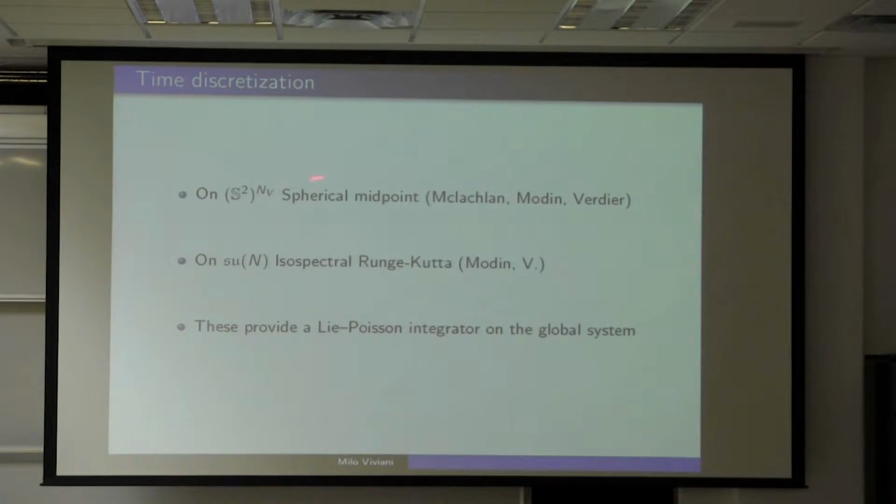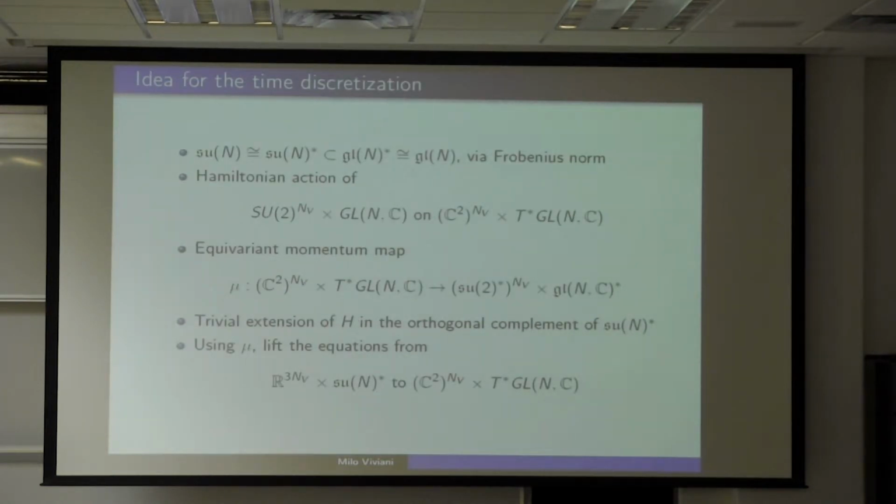And these two methods applied together will provide a Lie-Poisson integrator on the global system. Okay, so the idea is to use something known as collective integrators. Collective integrators rely on the construction of a collective Hamiltonian on a linear space, possibly, so that on a linear space we apply a numerical method, and then using a momentum map we manage to create a numerical scheme, a map descended to the Lie-Poisson space.